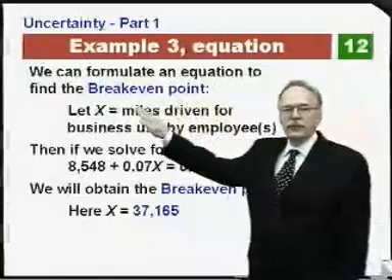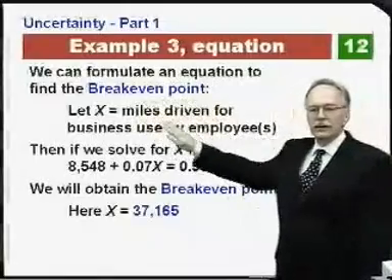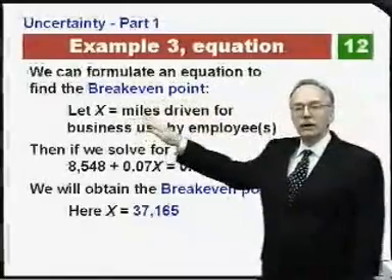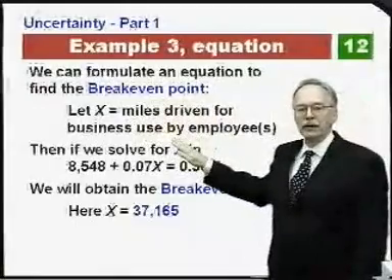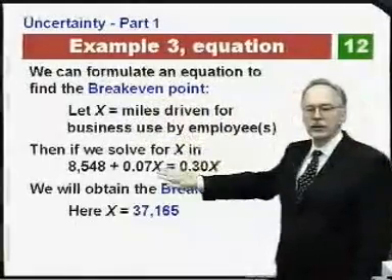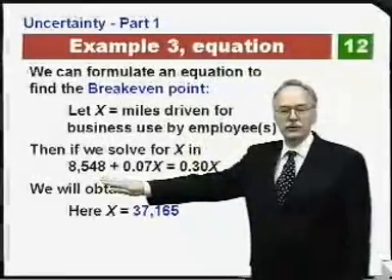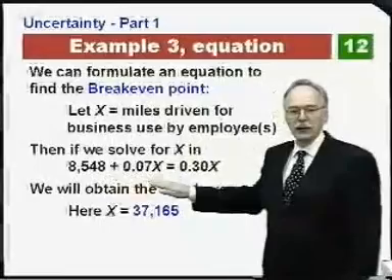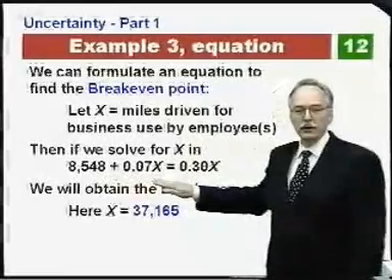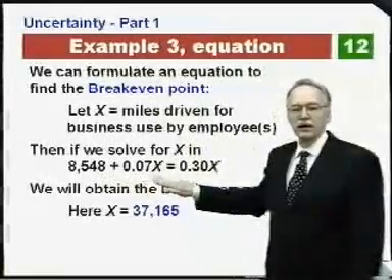Now, we can formulate an equation to find the break-even point. Let the unknown variable be the number of miles driven for business use by the employees. So we set up the equation. This is our fixed cost. That's the loss in value, insurance, taxes, and repairs. And variable cost, that's the fuel, oil, and tires. That's 7 cents per mile.